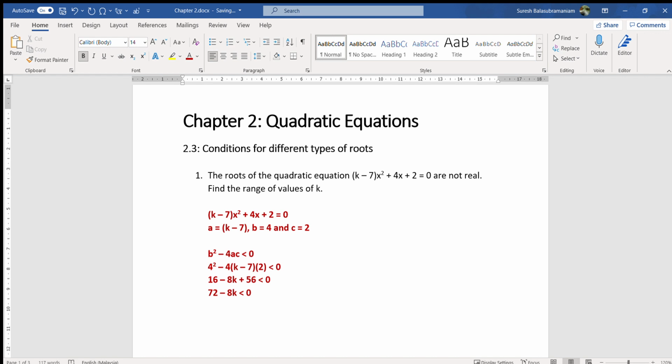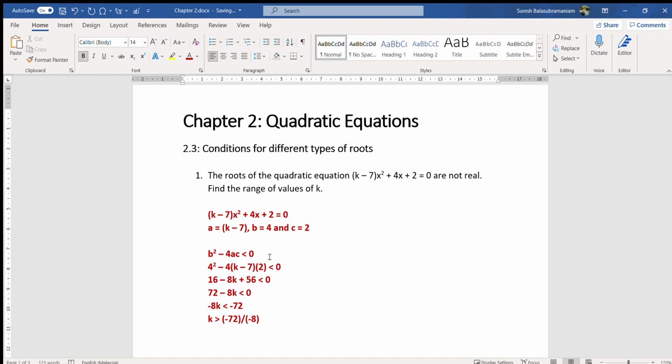I'll leave negative 8k here on my left and move 72 to my right, so it becomes negative 72. So now I'll leave k and move negative 8 from my left to right, so it becomes more than, I'll explain that later, negative 72 over negative 8. Okay, I'll just put that in the bracket, easier to understand. Yeah, this is negative 72, also in bracket.